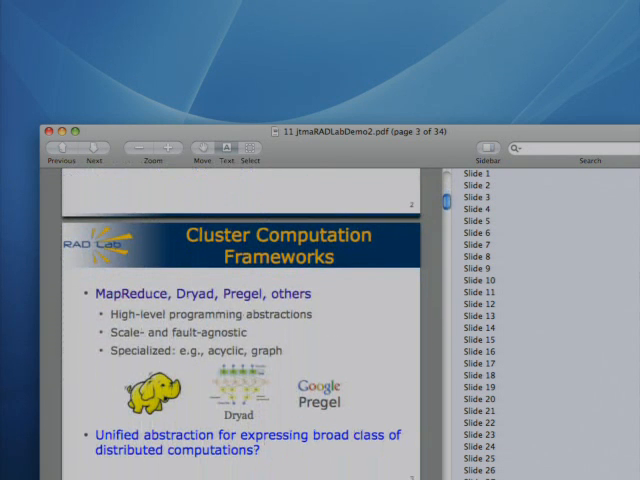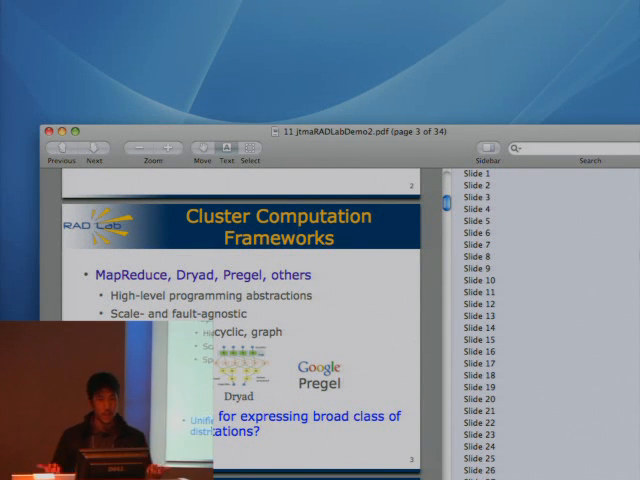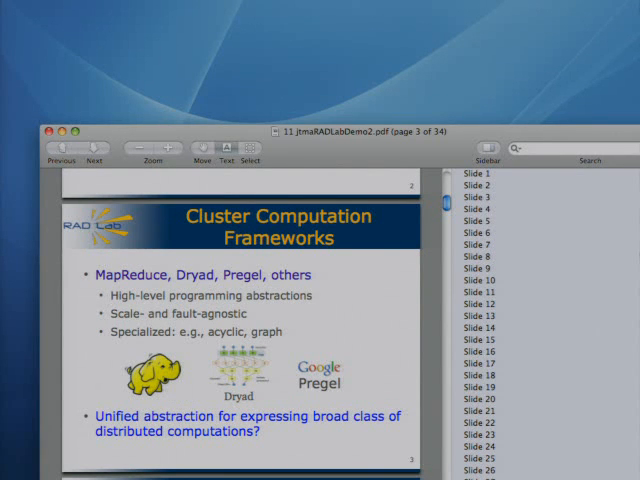So the context in which Spark emerged was that there are a lot of new specialized frameworks being written for distributed computation: MapReduce, Dryad, Pregel, among others. Their job is to provide high-level program abstractions to hide the scale and the fault issues away from the programmer. And as I mentioned, they're specialized. They might have acyclic data flows. They might have graph-type data flows. A question that we wanted to ask is, is there a unified abstraction that we can adopt to express a broad range of these kinds of distributed applications?